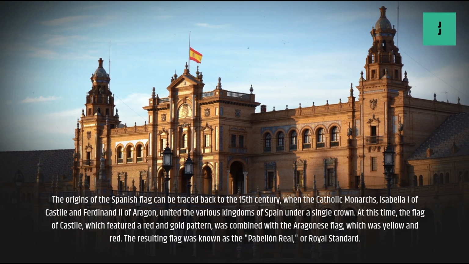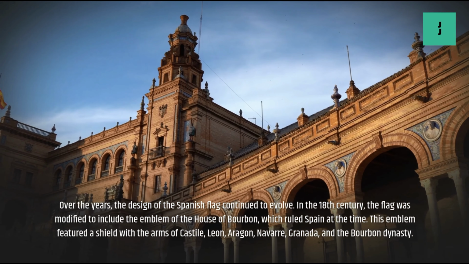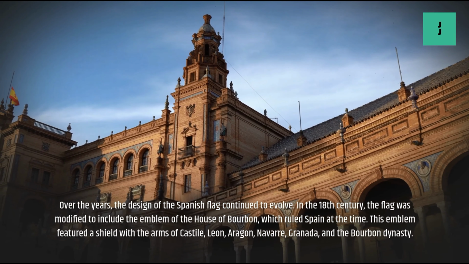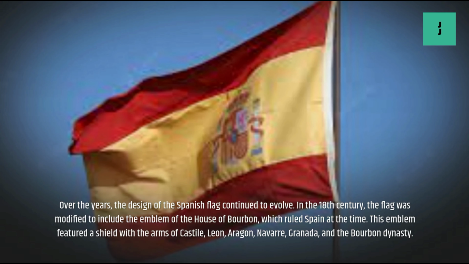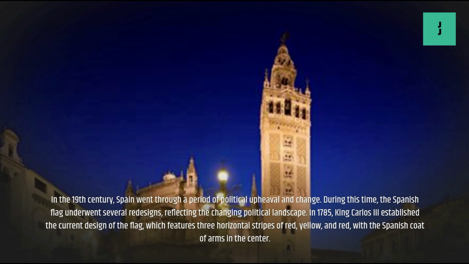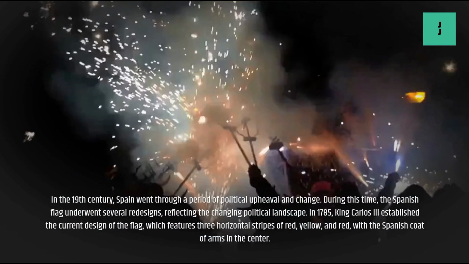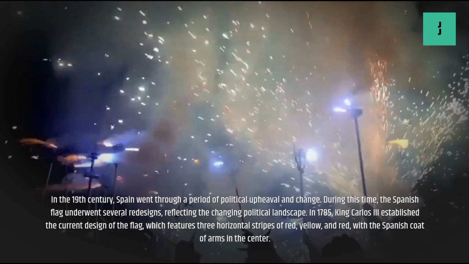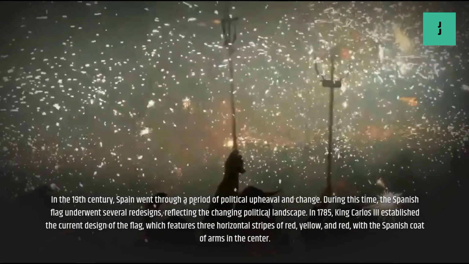Over the years, the design of the Spanish flag continued to evolve. In the 18th century, the flag was modified to include the emblem of the House of Bourbon, which ruled Spain at the time. This emblem featured a shield with the arms of Castile, Leon, Aragon, Navarre, Granada, and the Bourbon dynasty. In the 19th century, Spain went through a period of political convulsions. During this time, the Spanish flag underwent several redesigns, reflecting the changing political landscape.